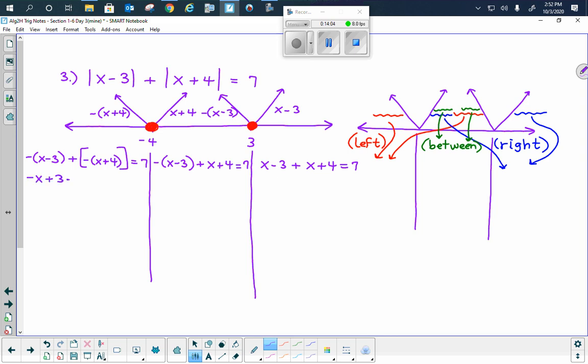Negative x plus 3 minus x minus 4 equals 7. Negative 2x minus 1. Looks like I will get x equals negative 4. Remember, we'll leave that to check in a few minutes. And now, distribute the negative in the middle. Negative x plus 3.